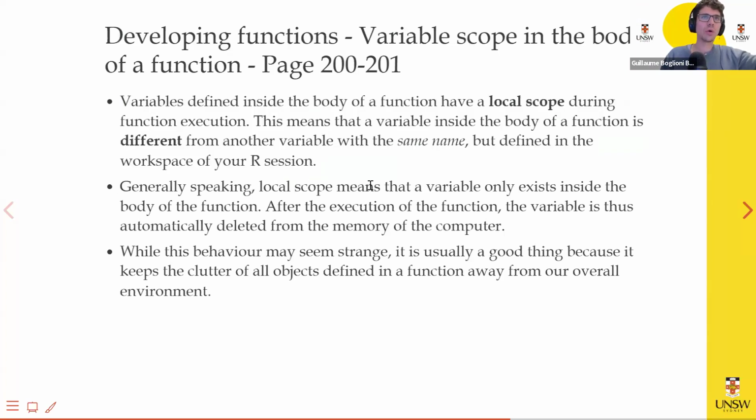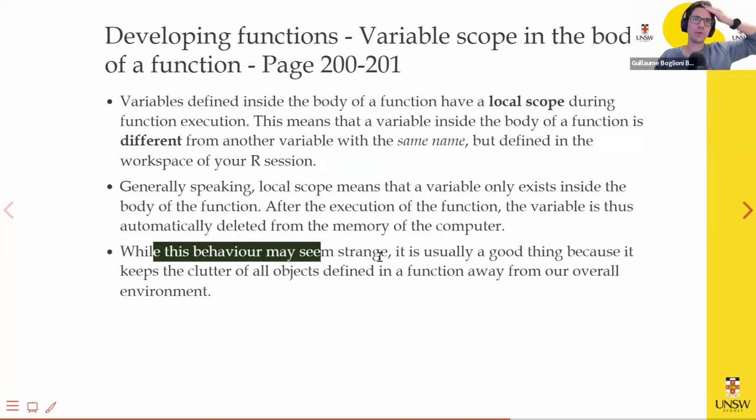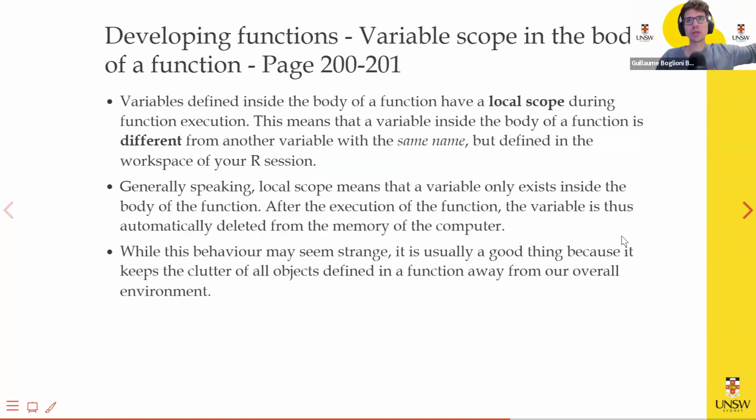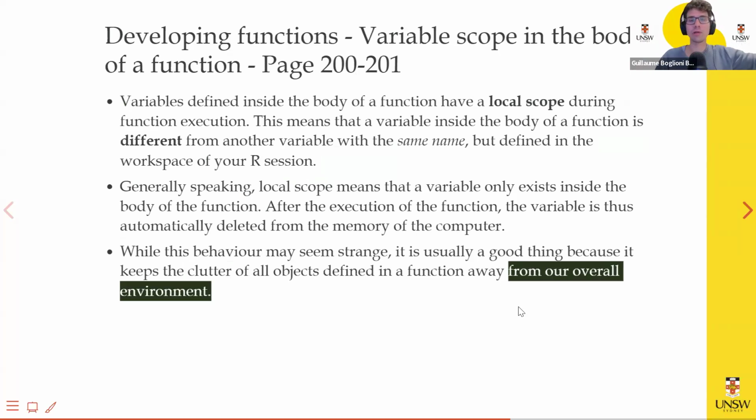Generally speaking, local scope means that a variable only exists inside the body of the function. After the execution of the function, the variable is thus automatically deleted from memory, so it's not accessible anymore. Now, maybe you think this behavior is strange, but usually it's a good thing because it keeps the clutter of all the objects defined within functions, which usually only have a local purpose, away from our overall environment.